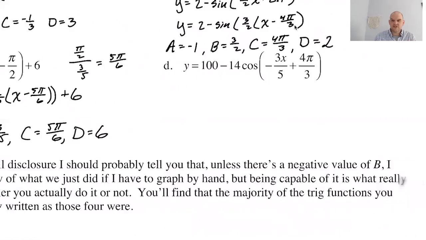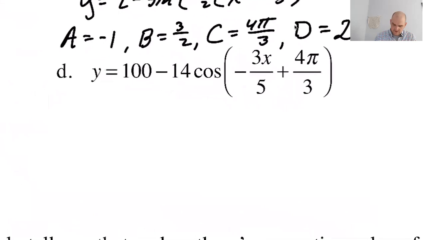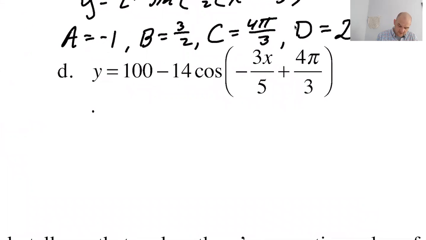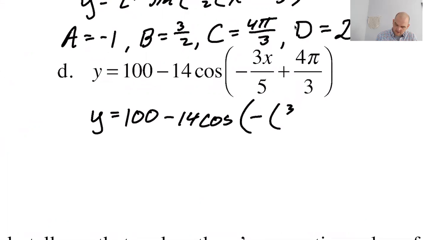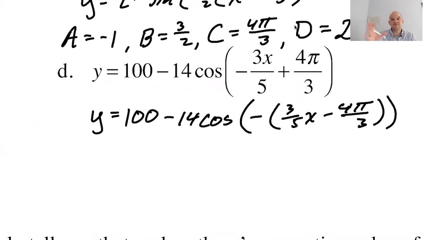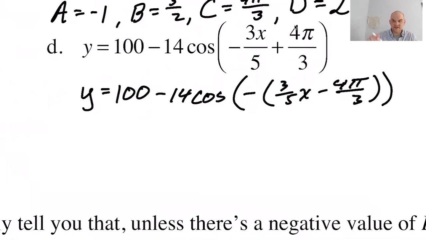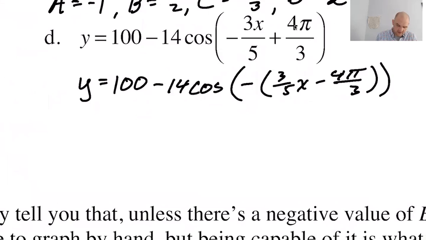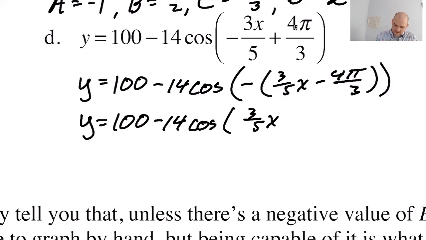All right. And let's do this last one. The first thing I'm going to do is deal with that negative in front of B. -14 cosine. So I'm just going to take a negative out of everything. I get 3/5 x minus 4 pi over 3. And I'm good. Cosine is an even function. So the even function just kills that negative. Cosine of negative theta is equal to the cosine of theta. So that negative, no need for it. Symmetric over the y-axis. So -14 cosine of 3/5 x minus 4 pi over 3.